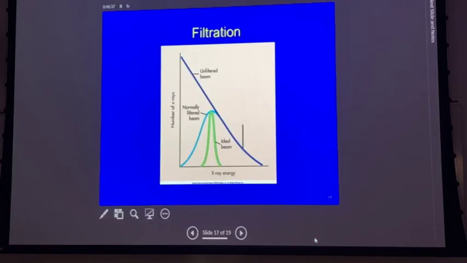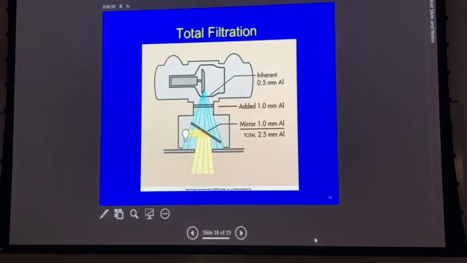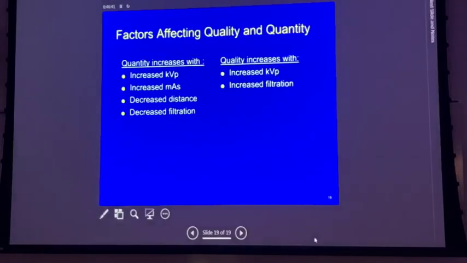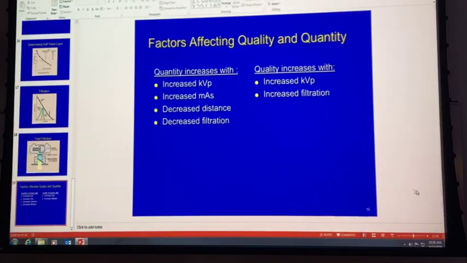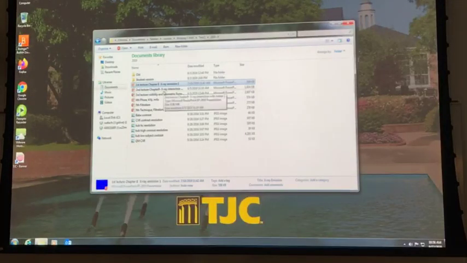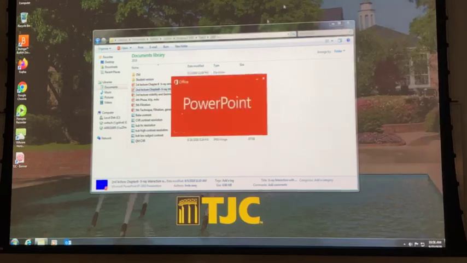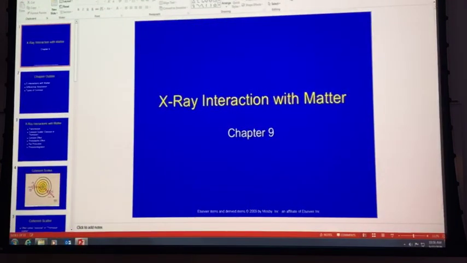So, any questions on that? Okay. Well, then let's take a break. Come back to chapter 9, just a little bit in it as it relates to X-ray exposure, not so much radiation.